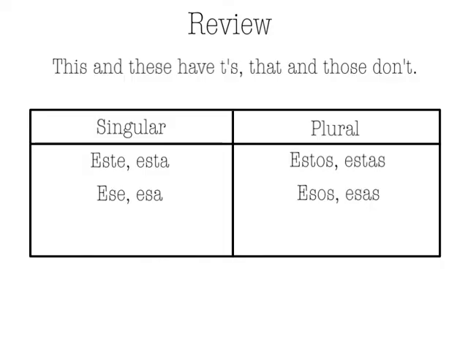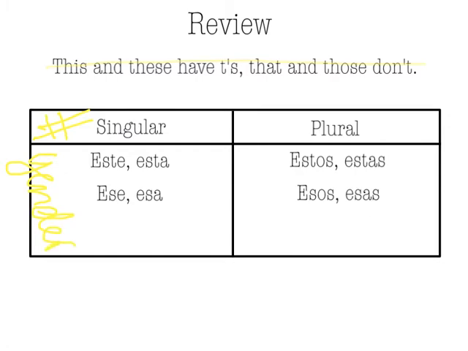Let's review first. Last year you guys learned how to say this and these and that and those. You'll remember our really awesome poem. This and these have T's, that and those don't. Just like a lot of other adjectives, we need for the demonstrative adjectives to agree in both number and gender. So you'll see across the top here, we have number, and then down the side we're going to do gender.